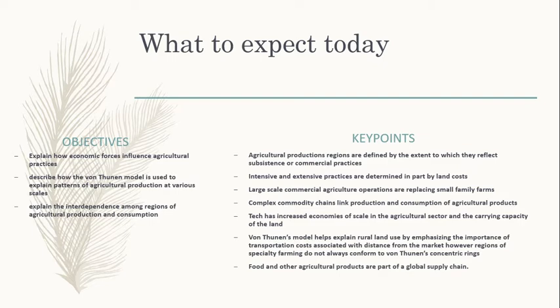And von Thunen's model helps explain rural land use by emphasizing the importance of transportation costs associated with distance from the market. However, regions of specialty farming do not always conform to von Thunen's concentric rings. And lastly, food and other agricultural products are part of the global supply chain.